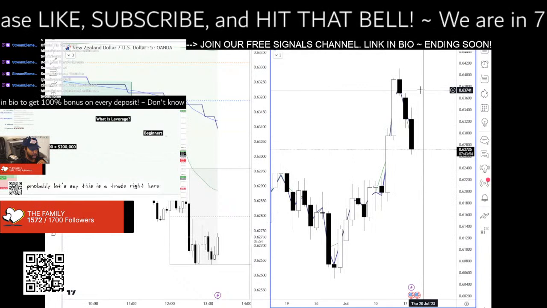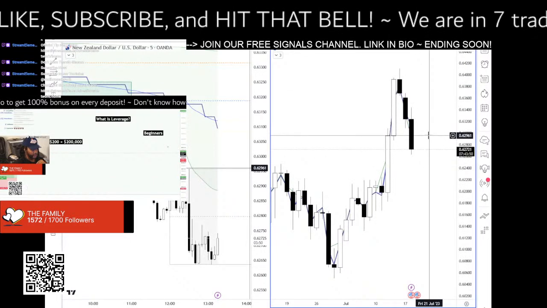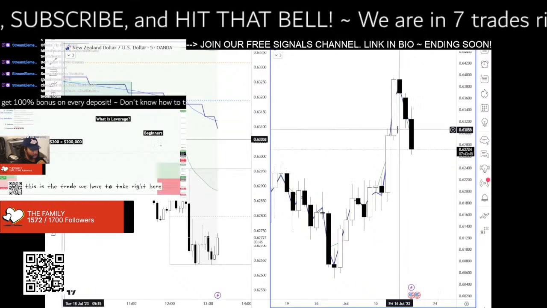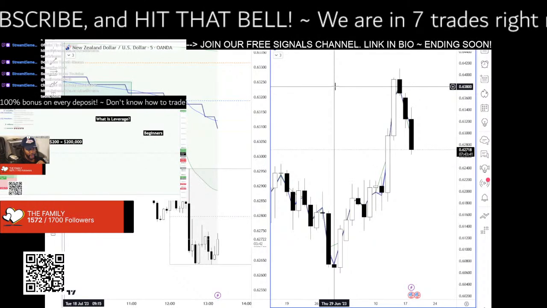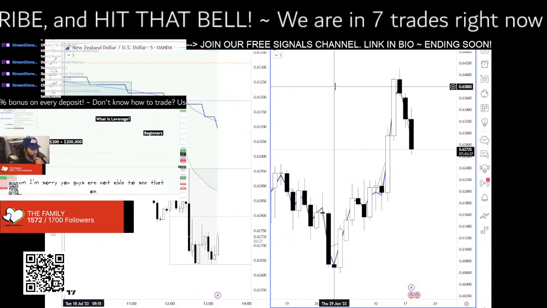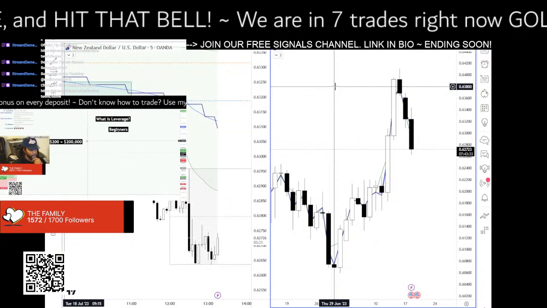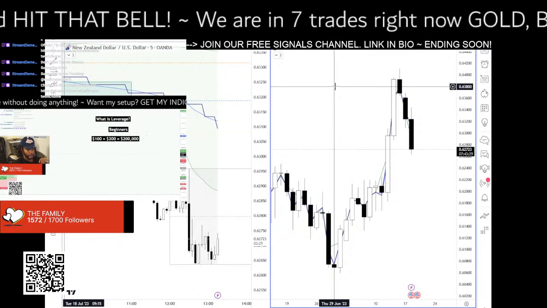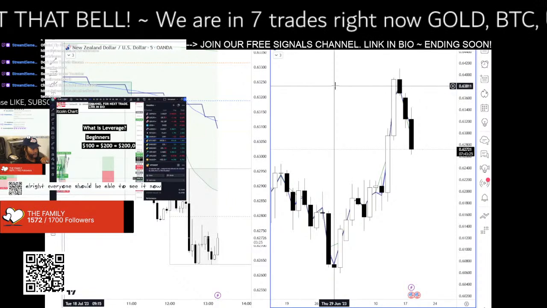I'm going to use the charts probably. Let's say this is a trade right here. This is the trade we have to take right here. That box represents the trade. I'm sorry, you guys are not able to see that on Streamlabs. All right, everyone should be able to see it now.